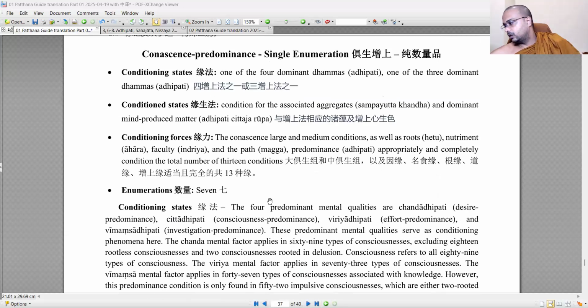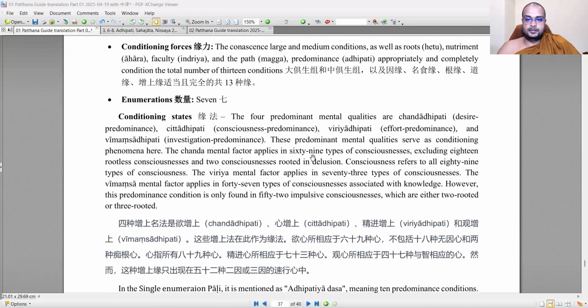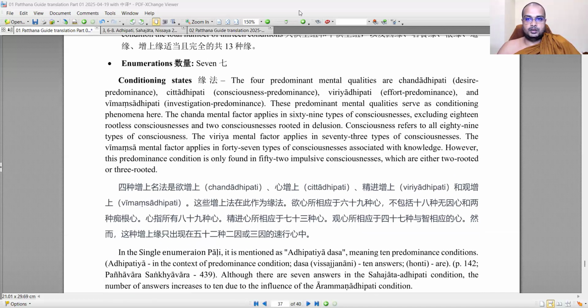Right. So regarding this Sahajata-Adhipati, it is not applicable in all the chittas and chetasikas, right? It is specially applicable in the 52 types of impulsive consciousness, which means the 52 types of javana consciousness. This is applicable.